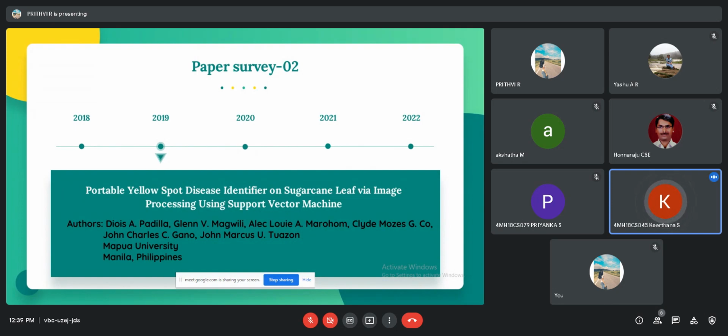To validate the system, the researchers conducted controlled and uncontrolled validation and a survey upon completion of the research product. The researchers were able to complete the main objective of producing a system that can identify yellow spot disease on sugarcane leaf via image processing using support vector machine. Further, this will be continued by Priyanka.